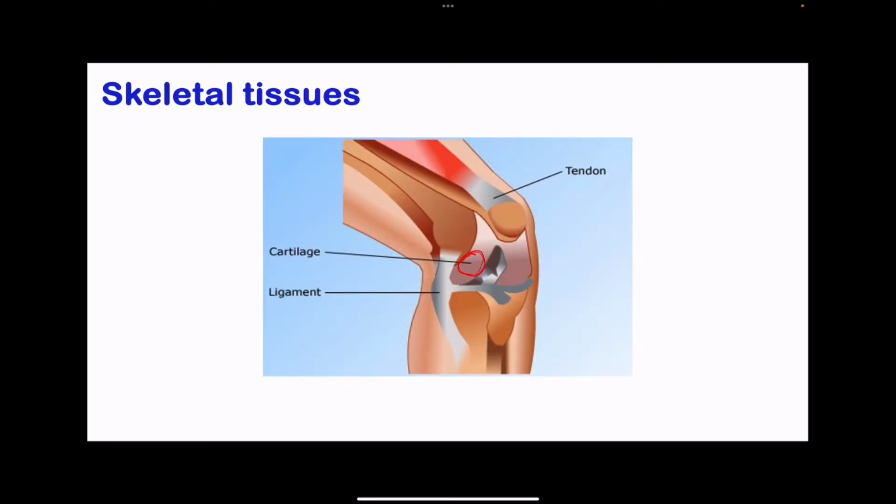The next one is the tendon. We can see this connects a muscle to a bone. It's made up of bundles of collagen fibers. These form relatively strong inelastic tissues. They're entirely made up of white fibrous tissue.